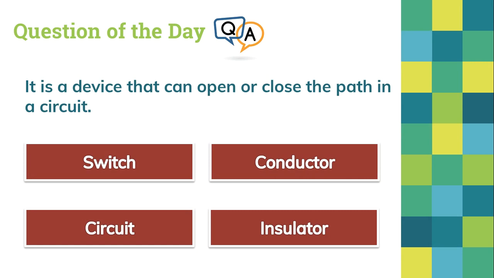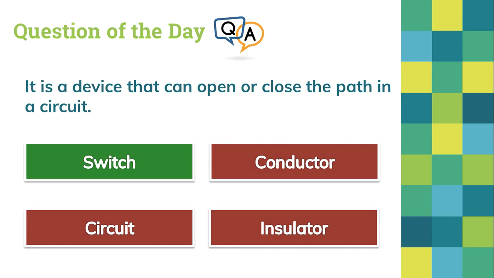Right, so let's begin right away with our question of the day. It is a device that can open or close the path in a circuit. Since this whole lesson, actually the whole unit, we have been talking about electricity and the different components. Right here I share with you four: a switch, conductor, circuit, and insulator. Which one of these is the one that can open or close the path in a circuit? I suggest that if you're still thinking, you pause the video. When you get the answer, then play back again.